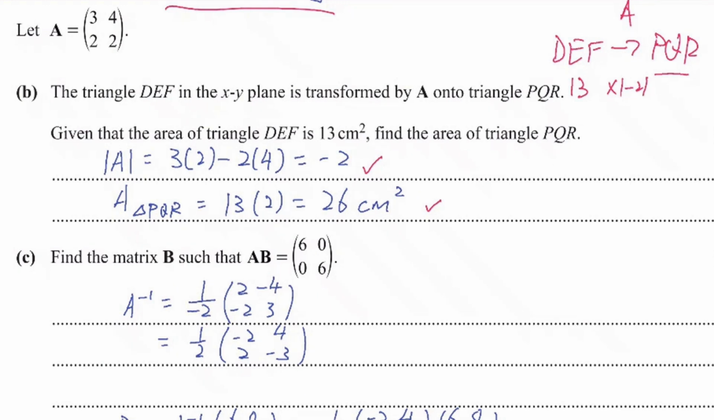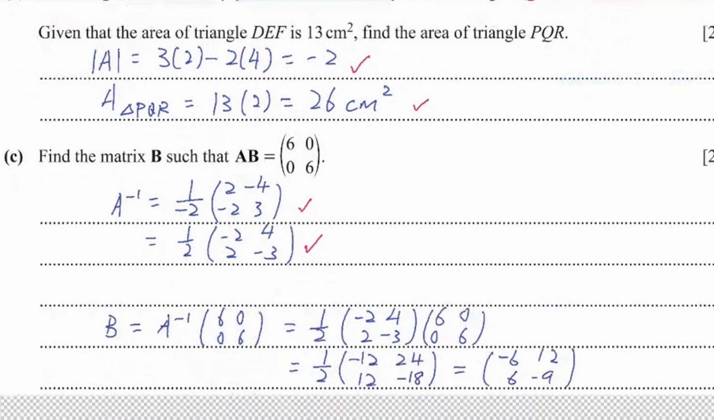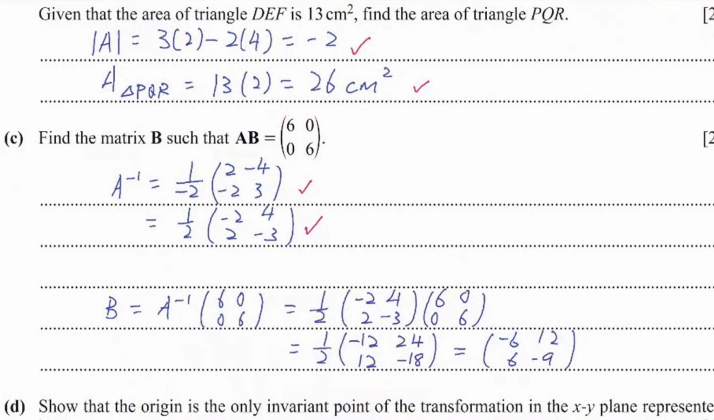For this one, we need to use the A inverse first. So we can find out what the A inverse is. Basically, for the A inverse, we use the formula to find it. Later, when we want to find B, we use the A inverse to multiply by the matrix 6 0 0 6.